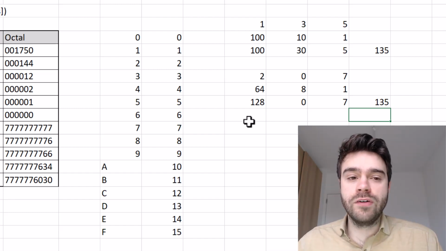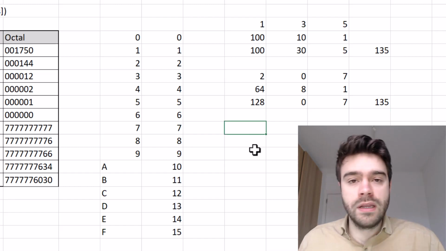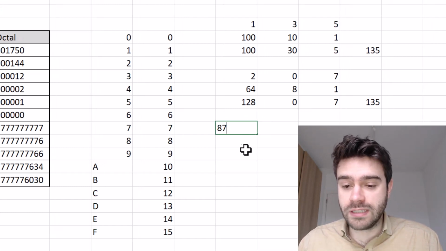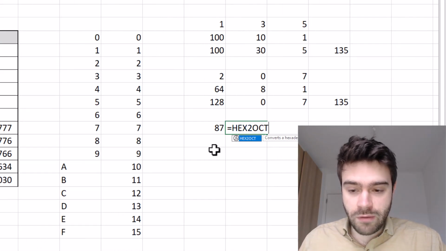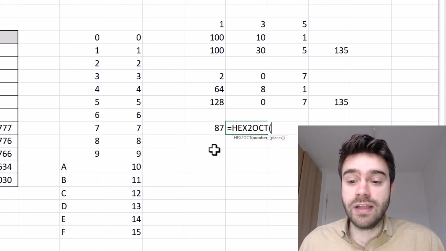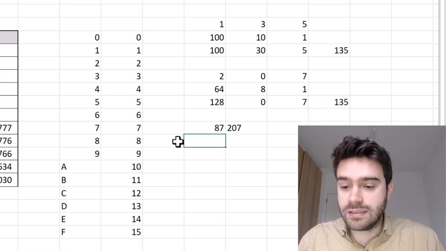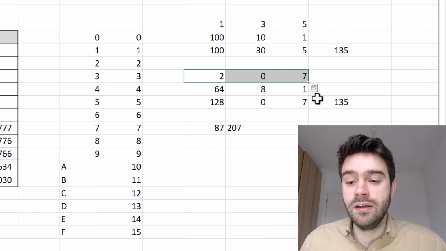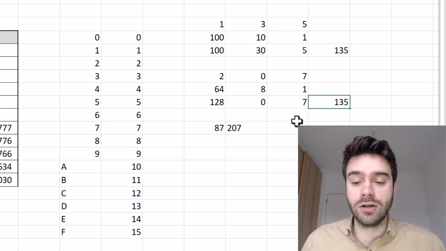So the Excel function HEX2OCT allows us to transform a hexadecimal number into an octal number. Now, if you still remember, the hexadecimal number for 135 was 87. So if we now use the function HEX2OCT, we can convert the hexadecimal 87 to the octal counterpart. So let's see what this gives. It's 207, exactly what we had here, because 207 represented 135 in octal notation.